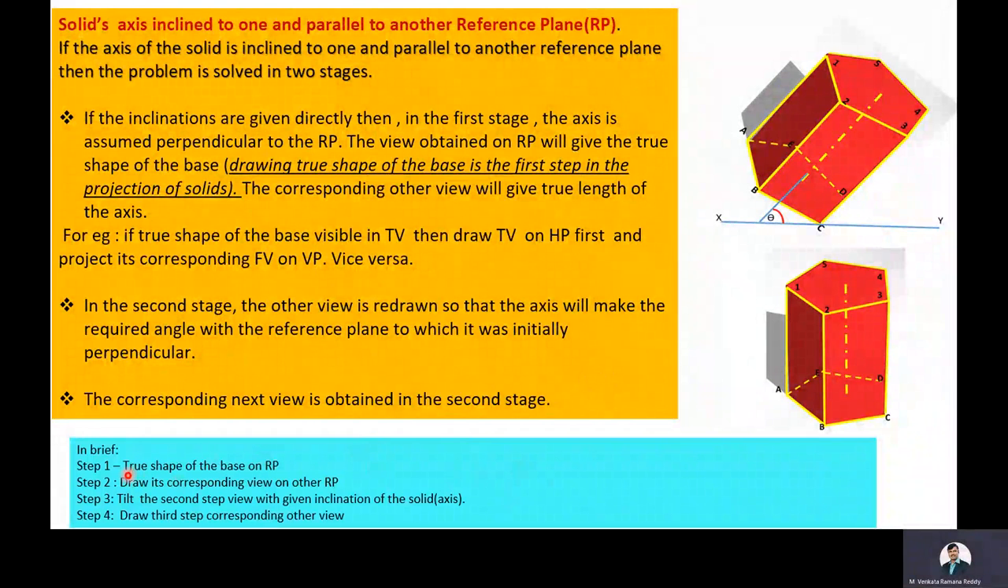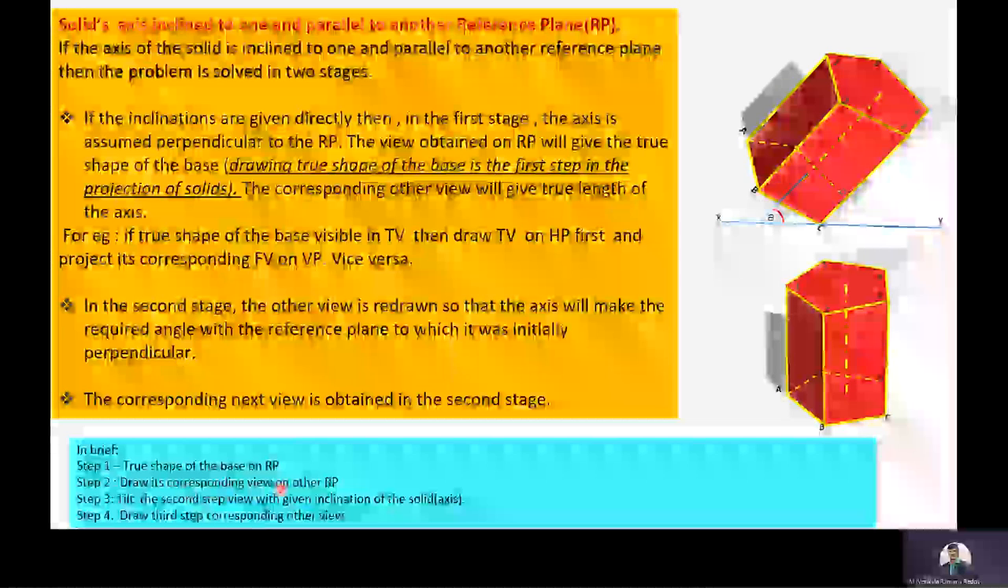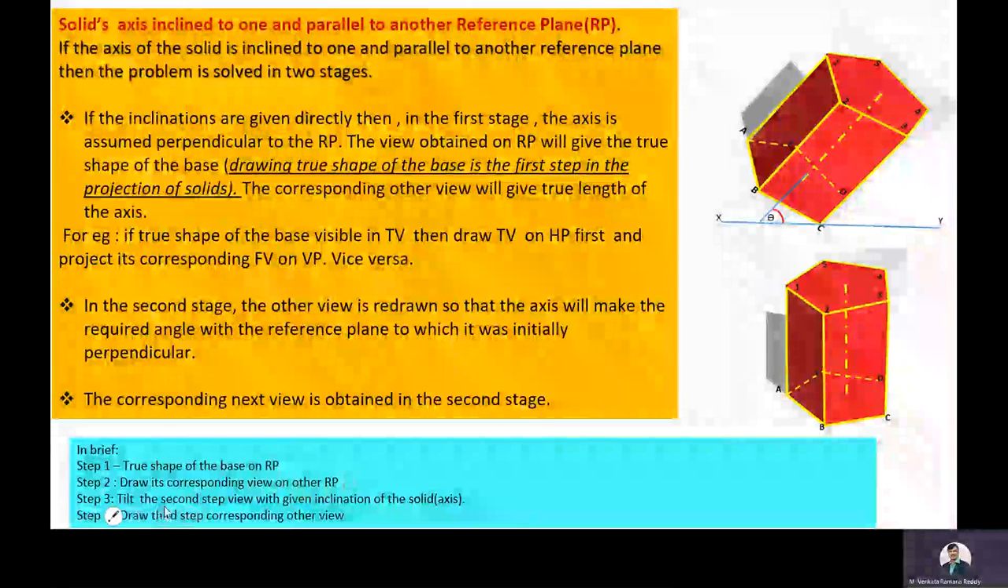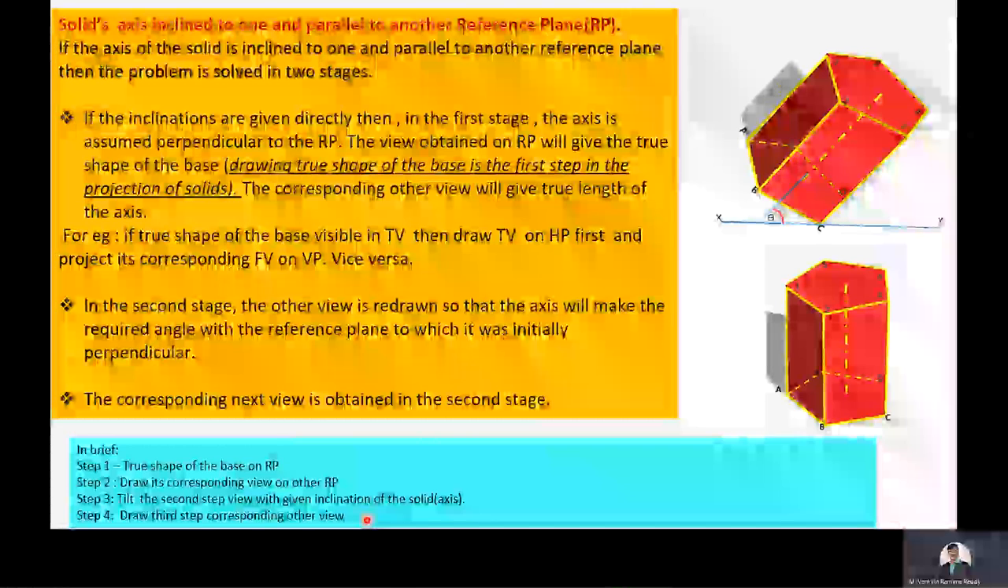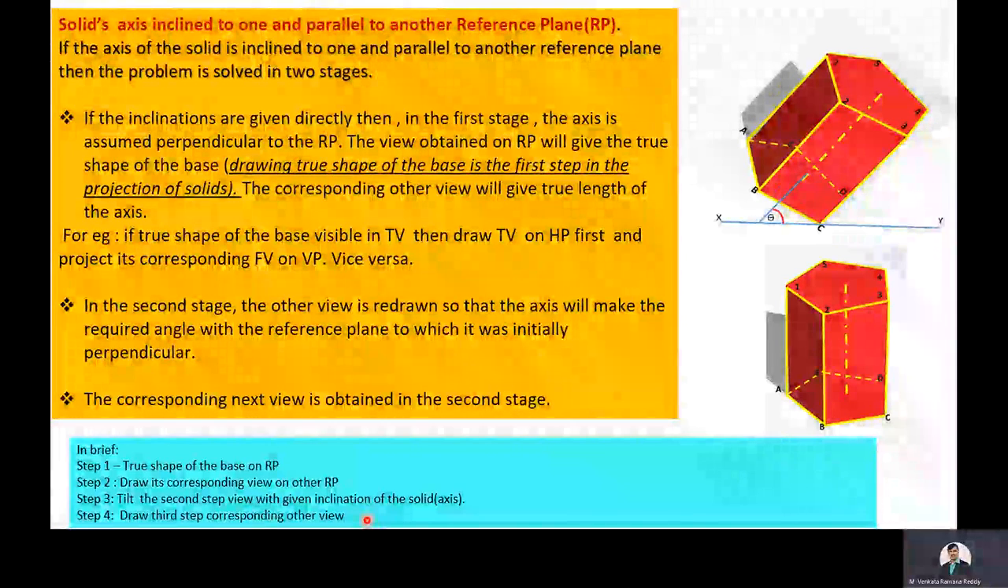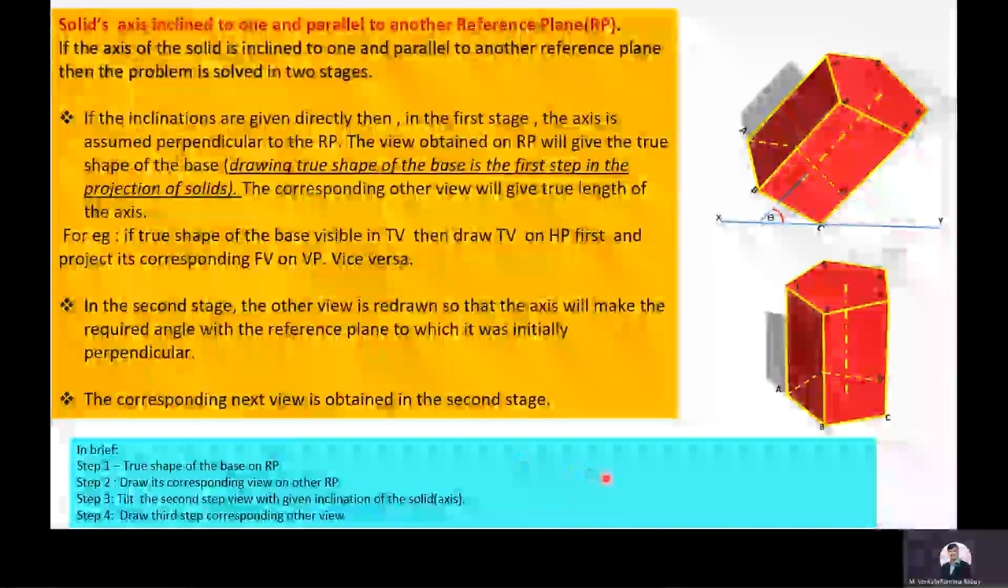The first step is drawing the true shape of the base on the reference plane. Draw its corresponding view on the other reference plane. This is the second step. In the case of the third step, tilt the second step view with the given inclination of the solid. And the fourth step is to draw the third step's corresponding other view. That is, the solid's axis inclined to one and parallel to another plane concept problems are divided into two stages and four steps. Now we'll move towards the conditions to be considered while drawing the true shape of the base of a solid.